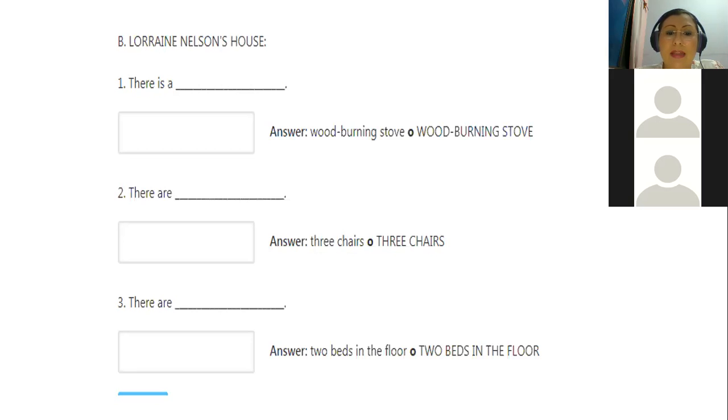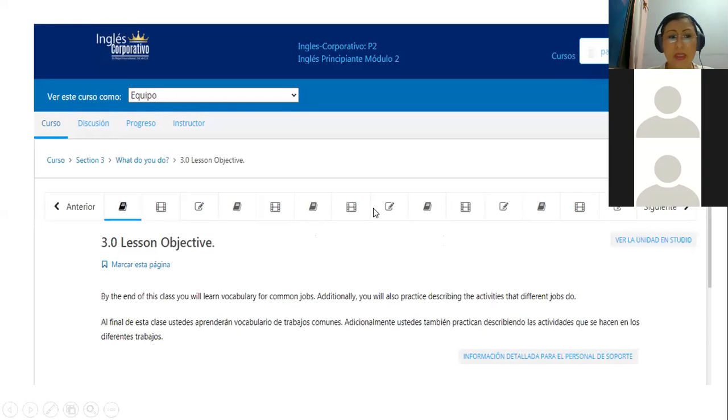There are, you say, there are three chairs, or THREE CHAIRS with capital letters. And finally, the third answer is two beds on the floor, and you can write again small letters or capital letters. So that's the exercise, the knowledge check to finish section number two.